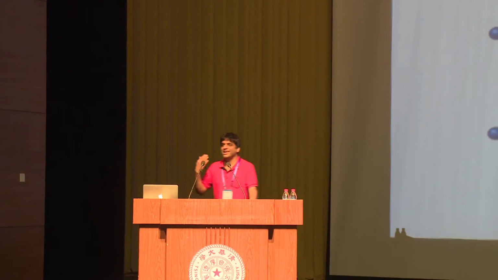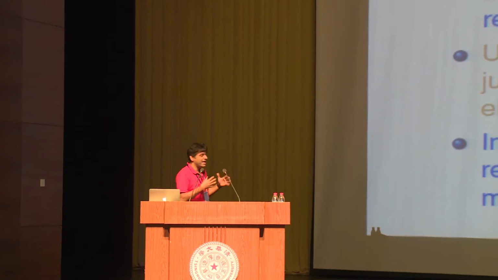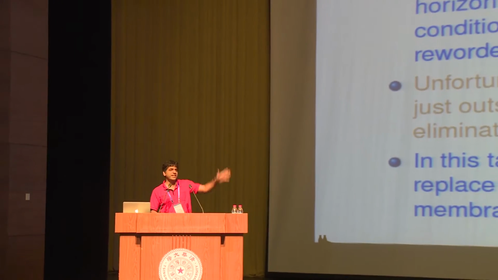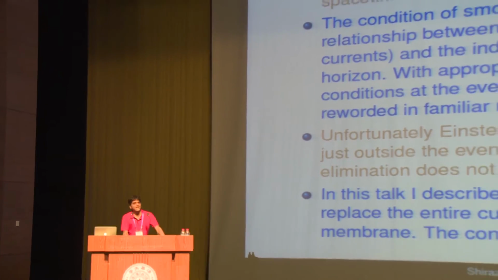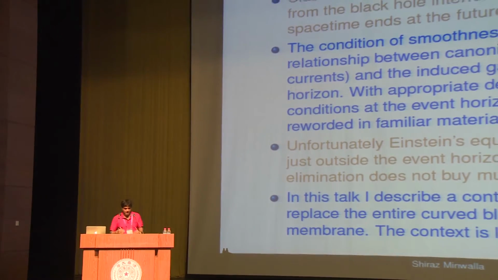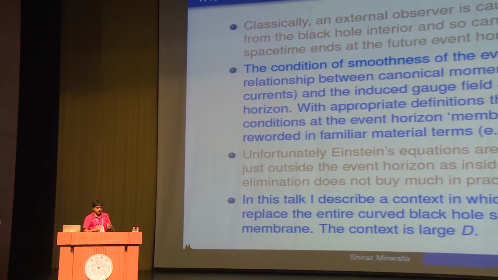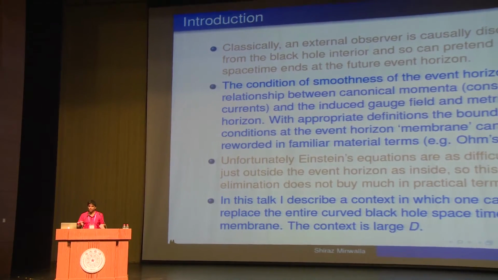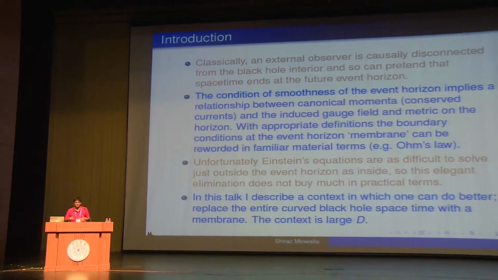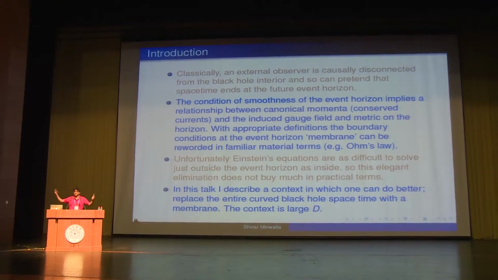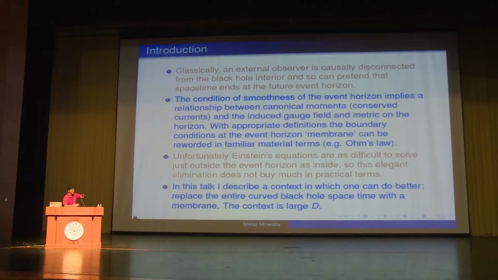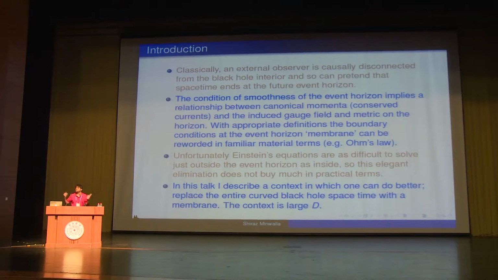Classically, suppose we're doing classical gravity. If you're outside the black hole, everything inside the black hole is causally disconnected from you. So you might think that, because of that, you could just ignore the interior of the black hole, if your purpose was to predict the things you could observe sitting outside the black hole, and just let your space-time end at the future event horizon.